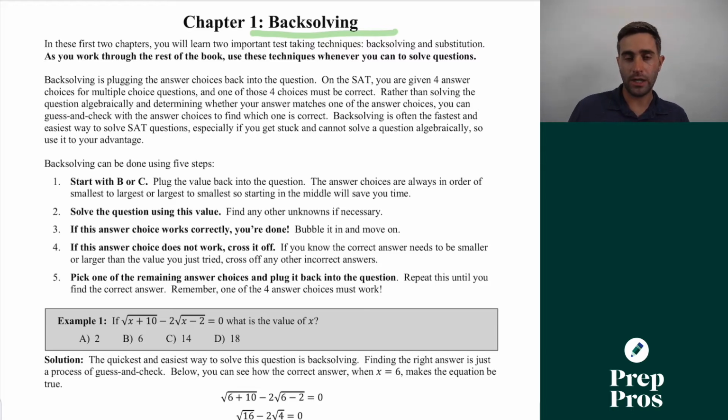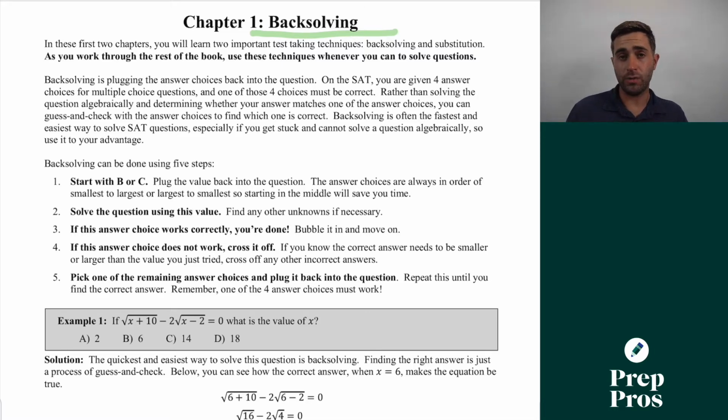Although it's great to know the technical way of doing your problems, no one checks your work on the SAT, and all we really care about at the end of the day is you getting as many questions right as possible. So even if you don't know how to technically do it, if we can solve it via backsolving, that's all that really matters at the end of the day for the SAT.